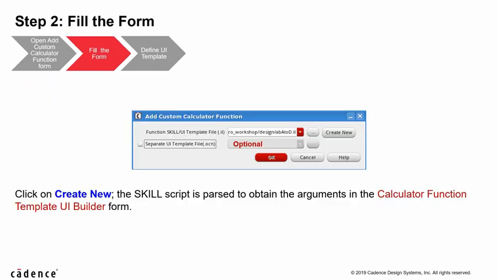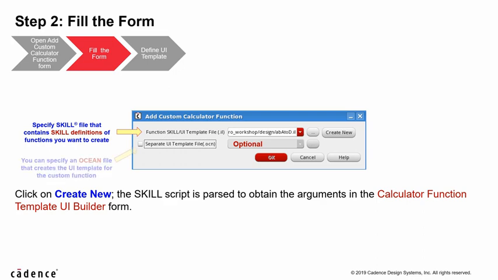The creation of custom calculator function involves 2 parts. You specify a skill file that contains skill definitions of functions you want to create. The skill file is mandatory, which means that if the skill file is not available, you cannot create the custom function. You can also specify an Ocean file that creates the user interface template for the custom function, which includes information about the function arguments and their valid values. The Create New button is available once you browse and select your skill file. On the next slide, let's see what happens when you click on the Create New button.